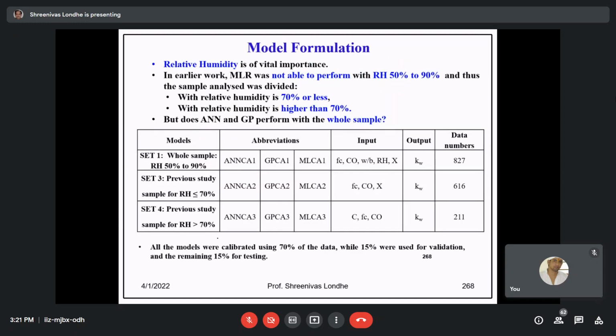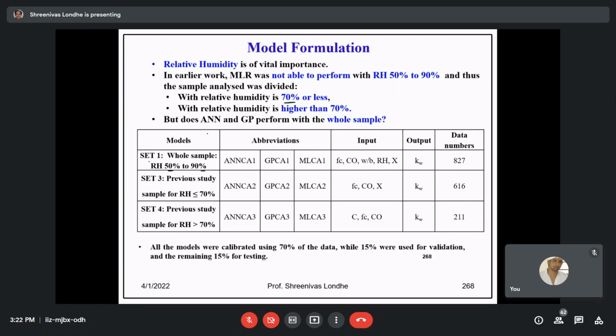Now, this particular work was divided into 3 parts. The first part consisted of the whole sample, which is when my relative humidity was between 50% to 90%. As per the literature, if the relative humidity is less than 70%, there's a different reaction on the carbonation coefficient, and if it is more than 70%, there's a different effect.